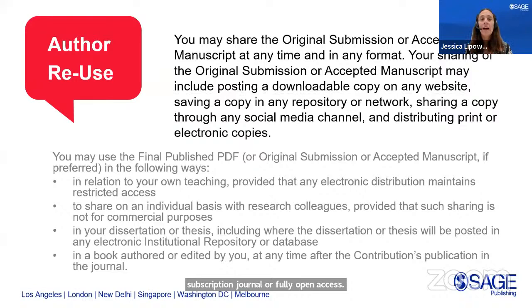The final published PDF is where you might have some limitations, but in relation to your own teaching or sharing with colleagues, maybe using it in a dissertation or thesis, there are different reuse permissions that you can use with that final PDF published version. This is all online. The links will be circulated after for you. And then if you publish open access with that CC BY license, depending if there's anything extra like NC or non-commercial, you have the ability to reuse that as well.